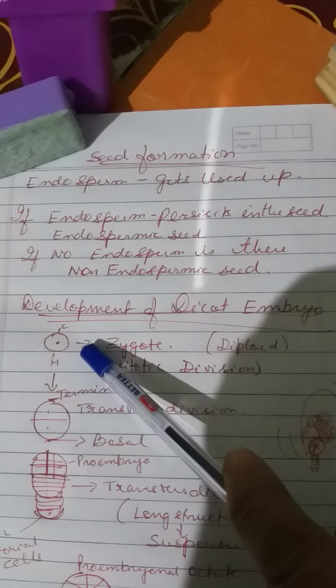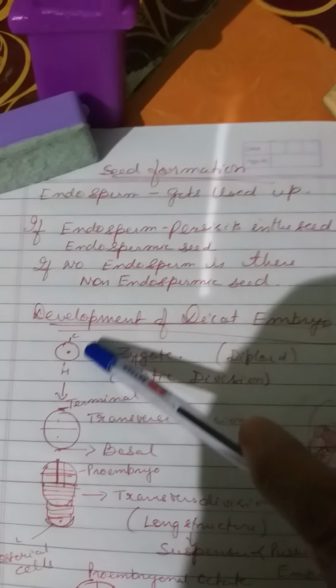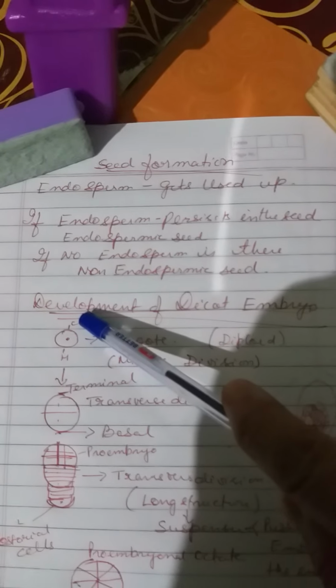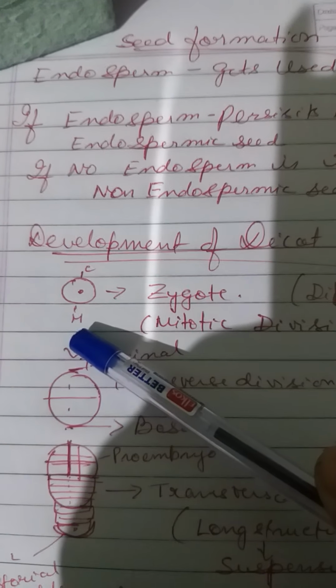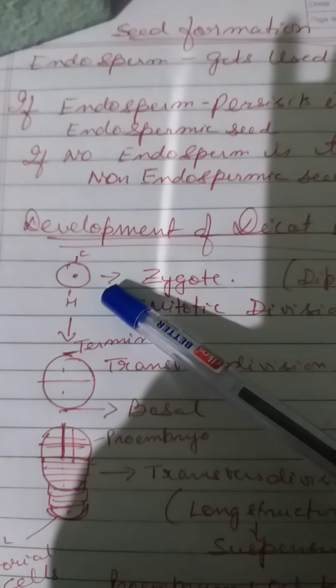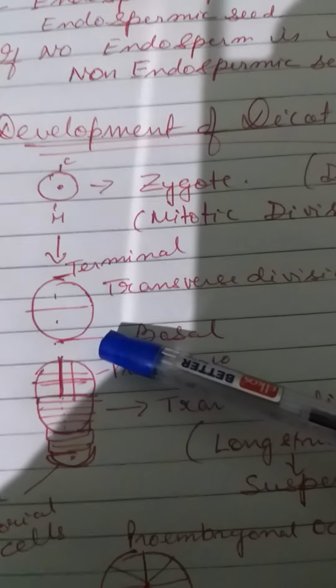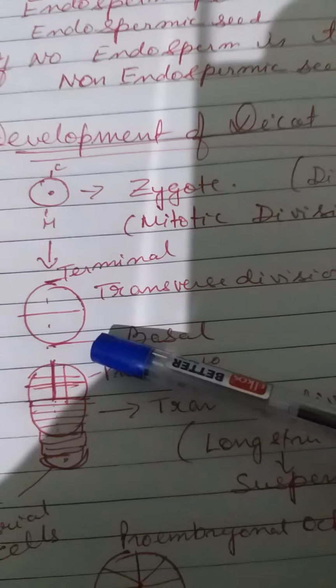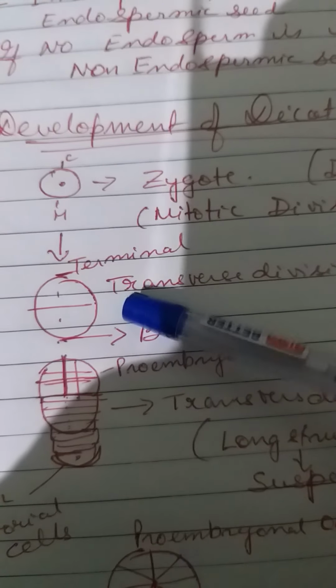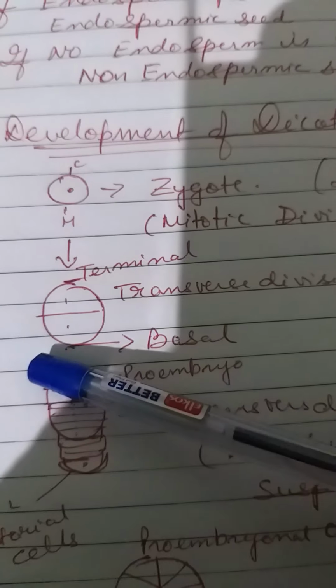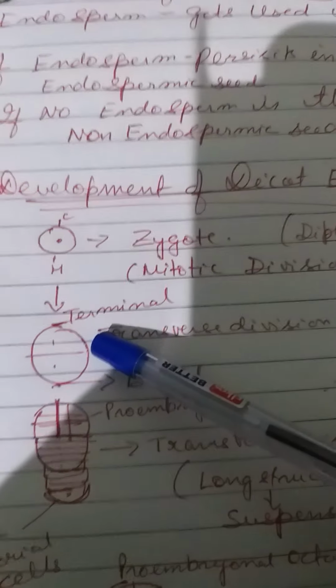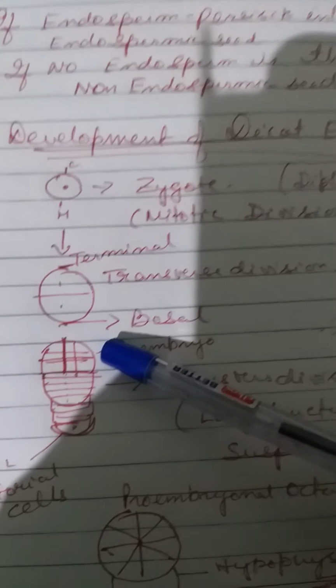Now you see here you have the zygote. I have marked C and I have marked M. C is basically the chalazal end, and M is the micropylar end, and here it is a diploid structure. What kind of division does the zygote undergo? Mitotic division. Here this zygote undergoes transverse division. Transverse division means the division happens on the lateral plane. You see a single line given here in the middle. This line depicts the transverse division. The upper part is known as the terminal and the lower part is known as the basal.